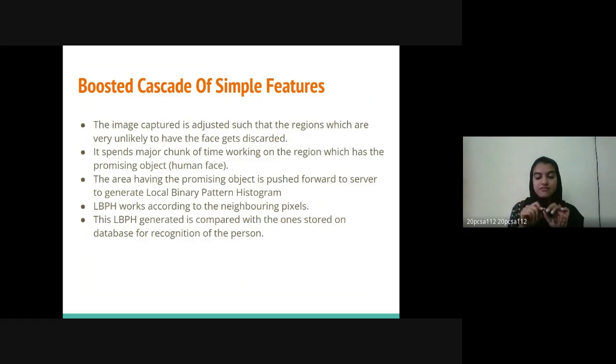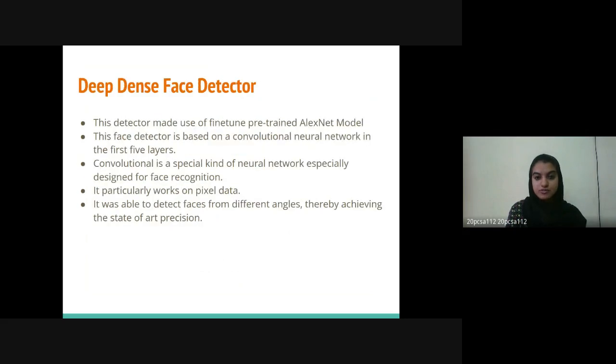The pixel value is decided based on the neighboring pixels around it. Once that was generated for the current face, it was compared with the existing faces or existing histogram values in the database to see if there was a criminal record of this person who is being searched. That was the boosted cascade of simple features.